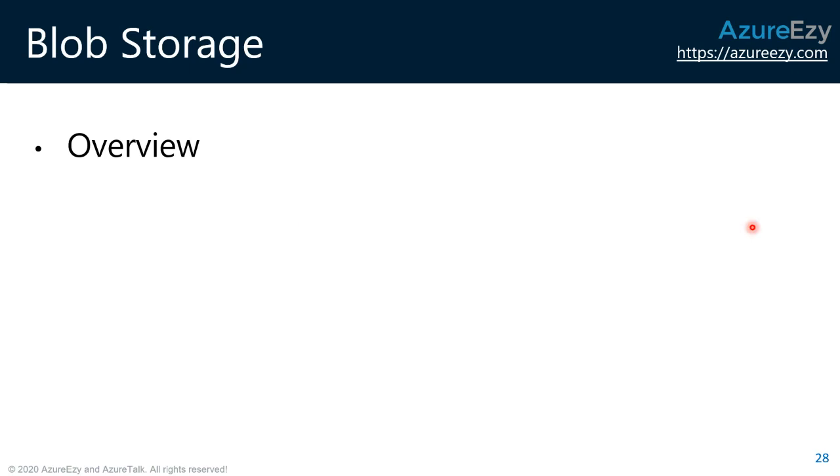Blob storage. Well, as always, we need to understand with the help of the overview what it is. Azure Blob Storage is Microsoft's object storage solution for the cloud. Blob storage is optimized for storing massive amounts of unstructured data. I'm repeating it again because this is very important. Unstructured data. Okay, it's an object storage.